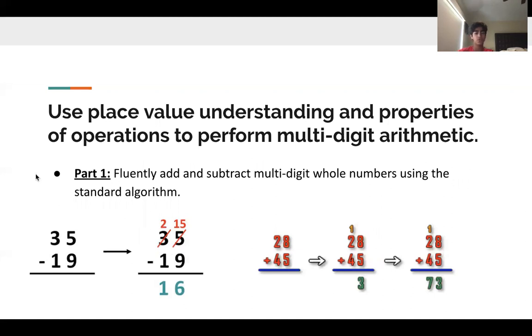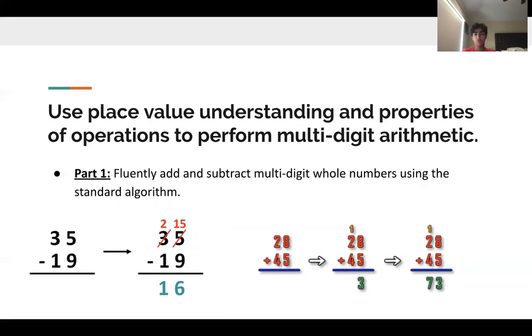Now, we should also know how to use place value understanding and properties of operations to perform multi-digit arithmetic. You need to be able to fluently add and subtract multi-digit whole numbers using a standard algorithm. I'm going to go over this with you for addition as well as subtraction. So 35 minus 19. The way you do it is you always go from top to bottom. So you see 5 and 9 first. You go from the right to the left, and you go from the top to the bottom. So we start on the top right with that 5 right there.